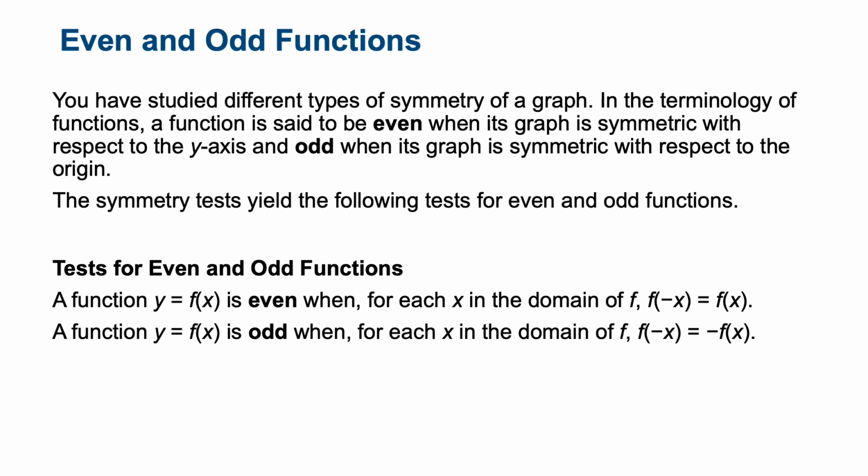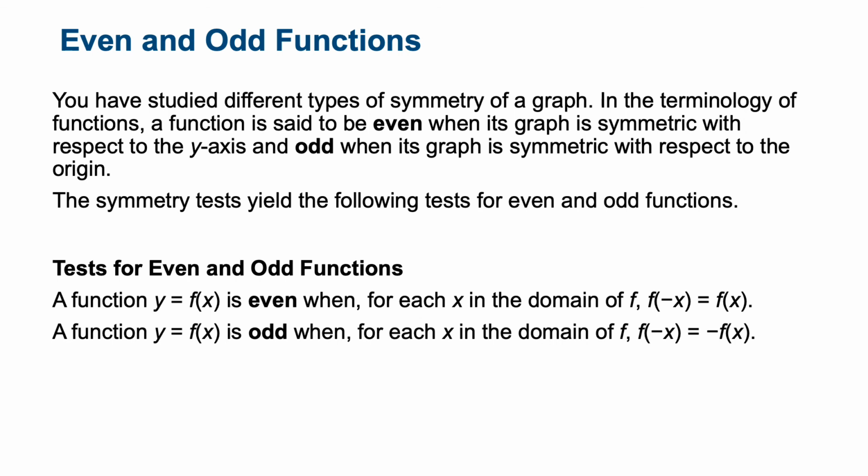So a function is said to be even when the graph is symmetric with respect to the y-axis, and odd when the graph is symmetric with respect to the origin. If you call it that way, that means you can have a test to tell whether a function is even or odd. So we define even: we say y equals f of x is even when, for every x in the domain, if I plug in negative x into the function, I get the same value that I would if I did a positive x.